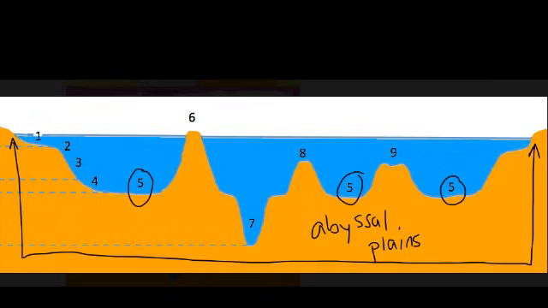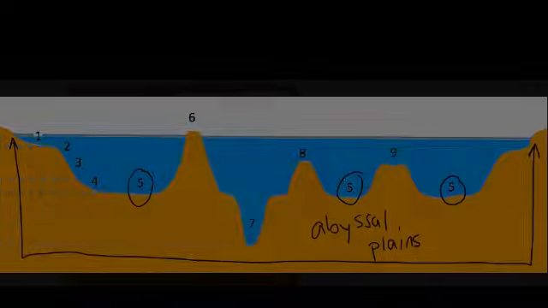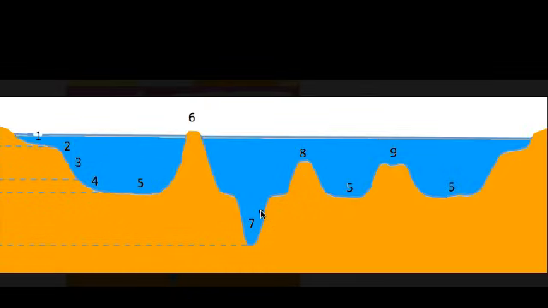But the main point here is that these are really the flattest parts of the ocean. Alright, so let's talk about the deepest parts of the ocean. That would be number 7 right here. These guys here, this is the trench. The deep ocean trench. And the big thing about deep ocean trenches is they form from convergence. They form from a convergent boundary.